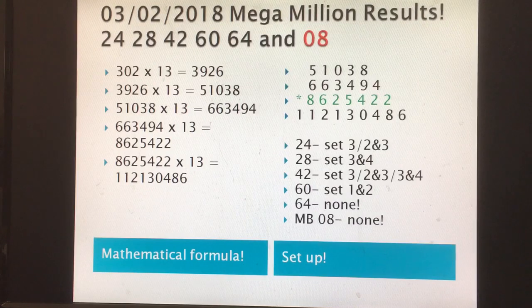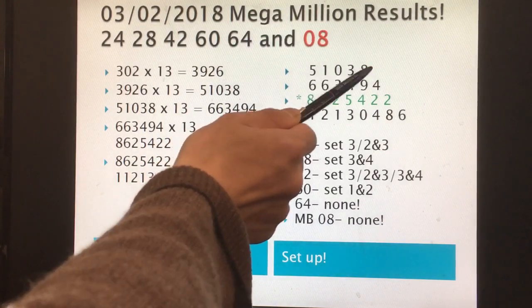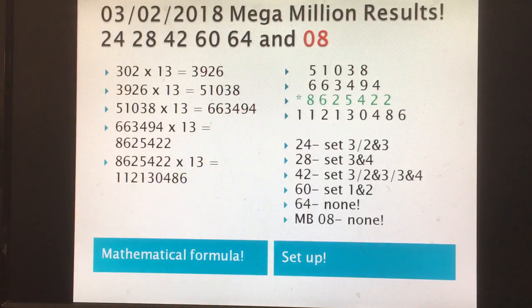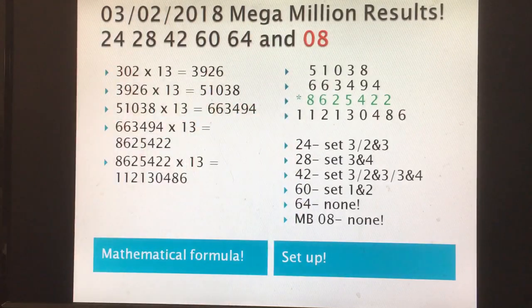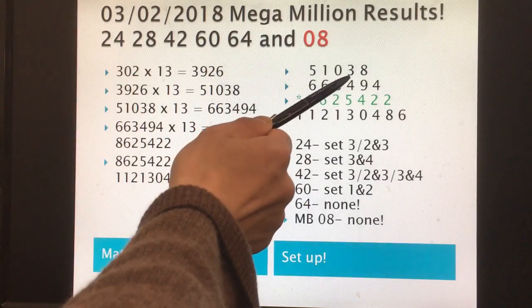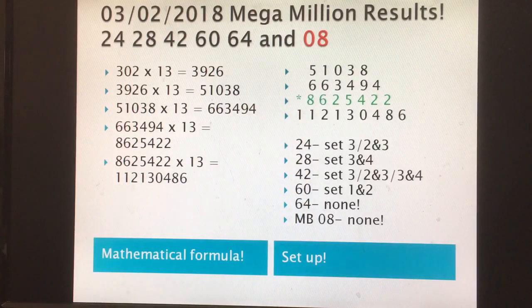And Megaball 8 is not near also. 038. Almost next to picking the 08. It'll be 03 and 04, 01 and 06. And if the 8 were on the 3 spot, you'd have Megaball 8 picked also. And that's how you do the method for Mega Millions.